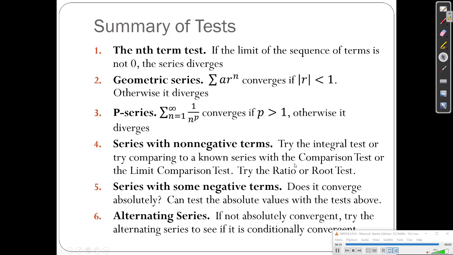Series with non-negative terms, we've got a bunch of tests for that: the integral test, comparison test, limit comparison test, ratio and root test. Those work just fine as well. If you have some negative terms, well, you can take their absolute value and then do all of these. If it's alternating, then you can try the alternating series test.